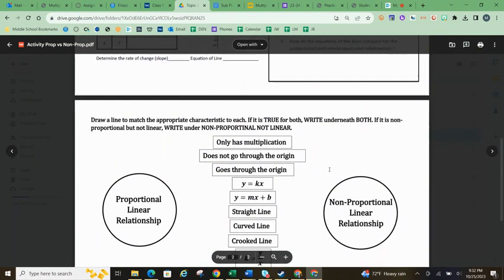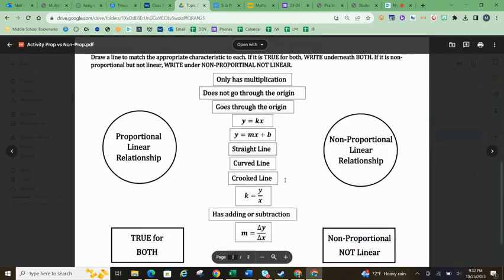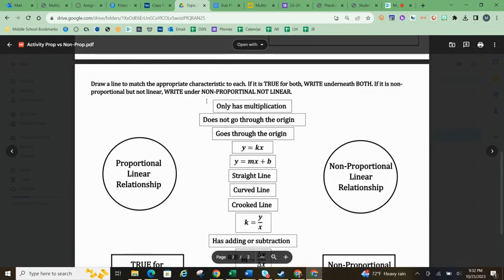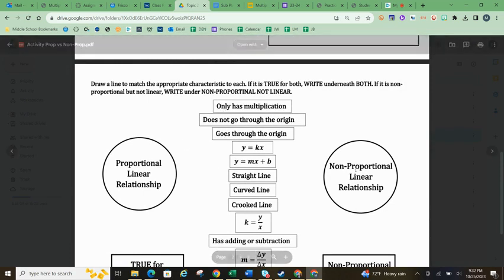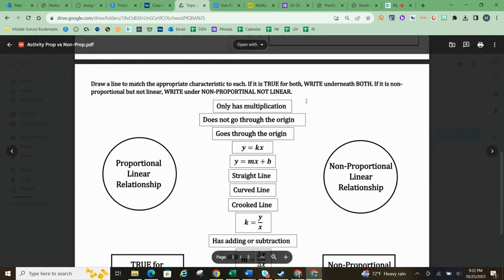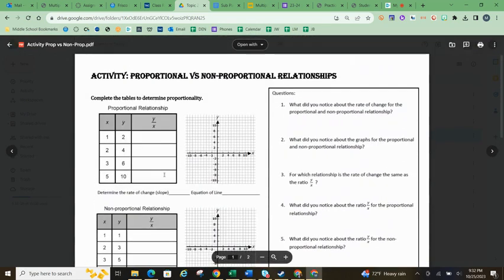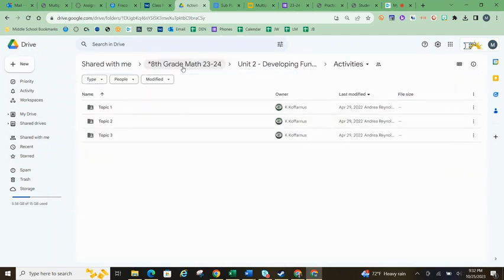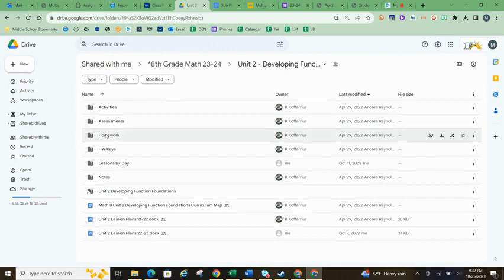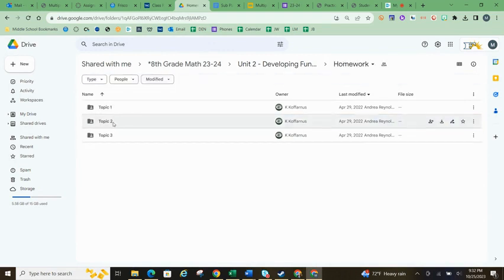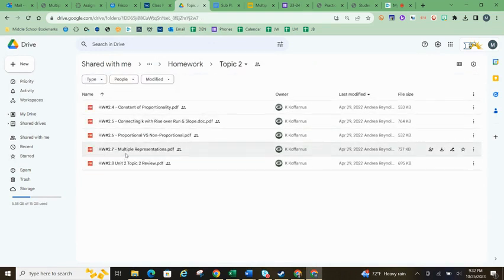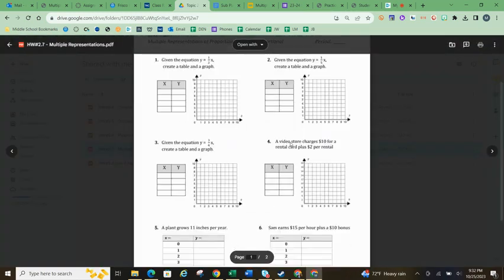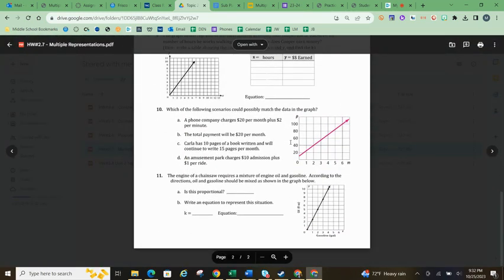For here, you are going to draw a line to match it to the appropriate category. Okay. So is it only has multiplication? Is that proportional, non-proportional? Does not go through the origin? Match them up. And here you're just solving the questions. And then finally, when you are done with all of those things, you are going to do homework 2-7, which looks like this, front and back.